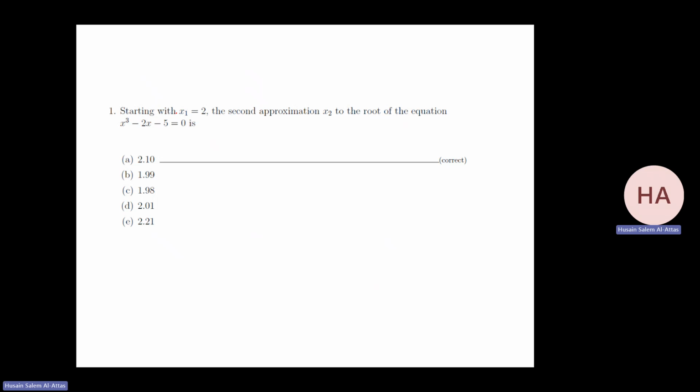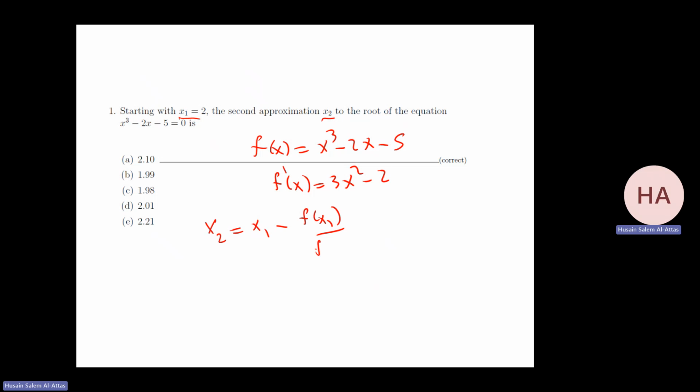Starting with this, x1, you want x2. I think we get the idea. Sometimes you need to be careful with the calculation. That's it. That will be 3x squared minus 2. So x2 will be x1 minus f of x1. You notice that I'm doing the calculation only. So that is 2 minus f of 2, 8 minus 4 minus 5, that will be minus 1 over, I think we did something similar before, 3 times 2, that will be 12 minus 2 over 10. So it will be 2 plus 1 over 10, which is 2.10. That's it.